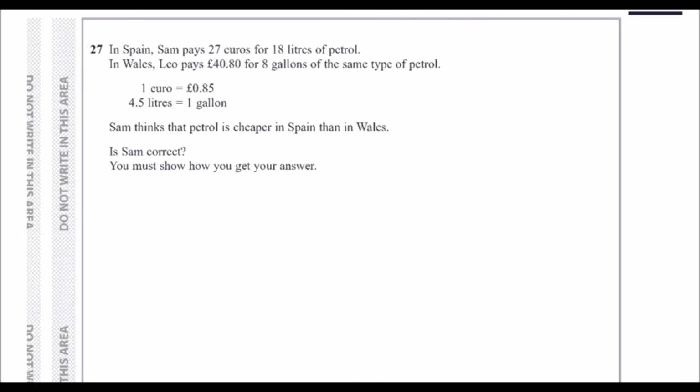Question 27. In Spain, Sam pays €27 for 18 litres of fuel. In Wales, Leo pays £40.80 for 8 gallons of the same type of petrol. So we've got the conversions from euros to pounds and litres to gallons. So in Spain, €27 for 18 litres.